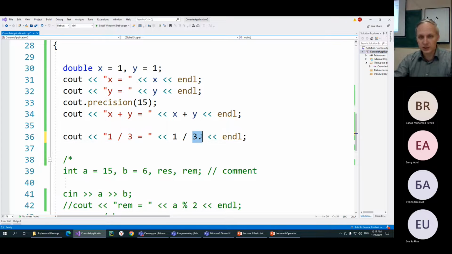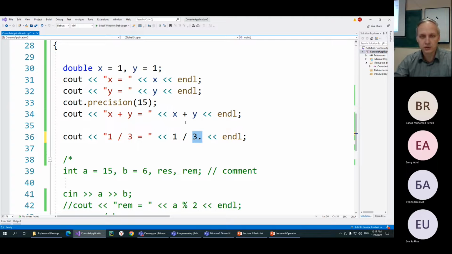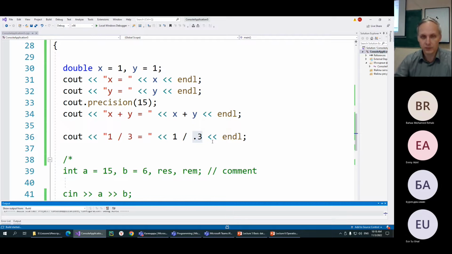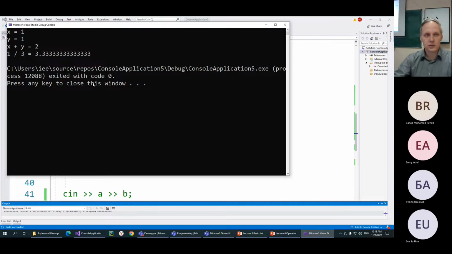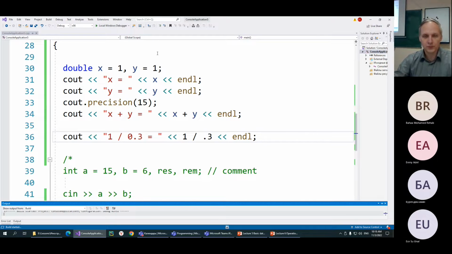Well, to represent the real numbers, you can use this very short form, short notation. Also, yes, you can use just point and fractional part. For example, you can write here 0.3. It means 1 over 0.3. Of course, it means 1 over 0.3.